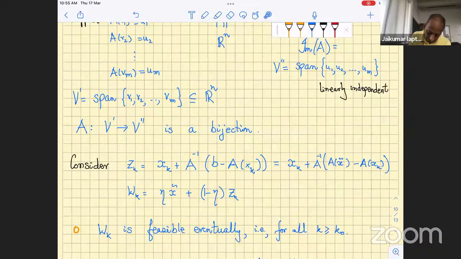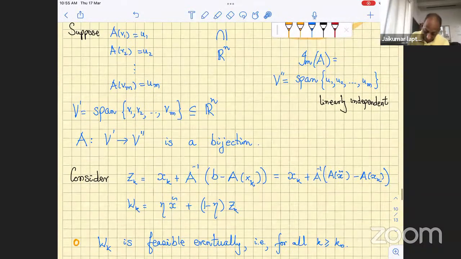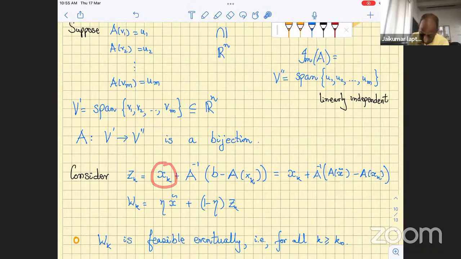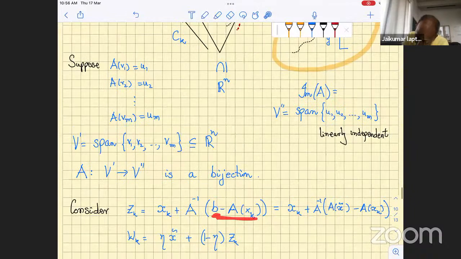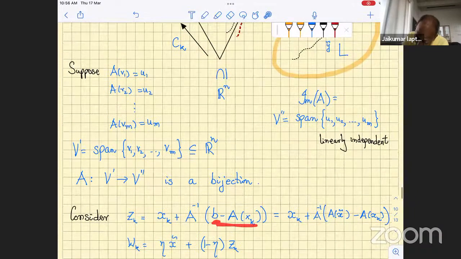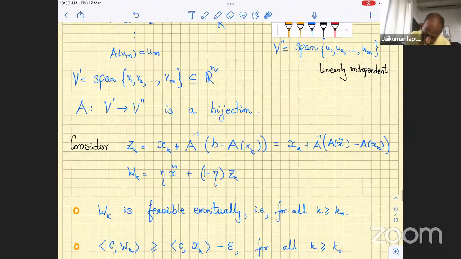You see, once again, you had this point xk, and I look at where xk was mapping. Xk was mapping to this image. So it was some distance away from feasibility. So I add to xk some amount, so that when I map this, it falls on L.